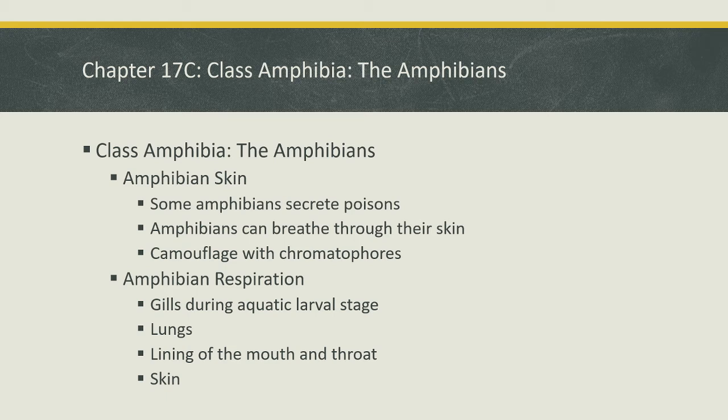And then next we have respiration. There are four different ways that amphibians can breathe, quote unquote breathe, or get oxygen into the body. First is with gills, and then with lungs, and then through the lining of the mouth and throat. So air that gets into the mouth and throat, some of the oxygen in the air can diffuse through the lining of the mouth and throat into the body, and then also through the skin.